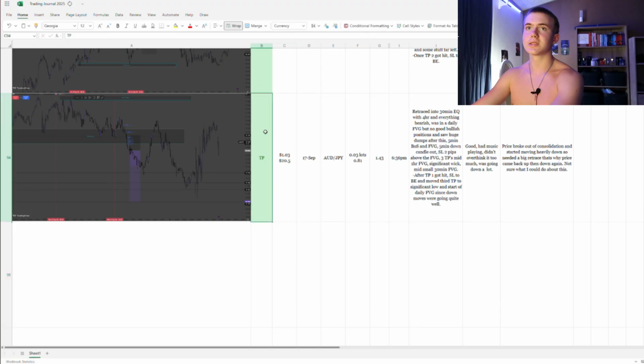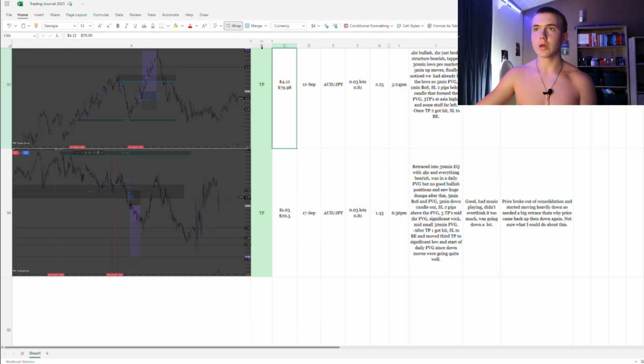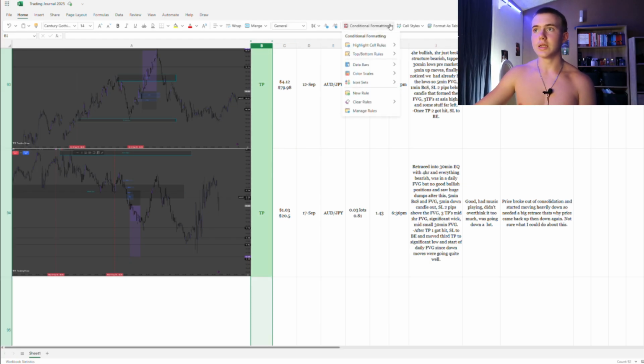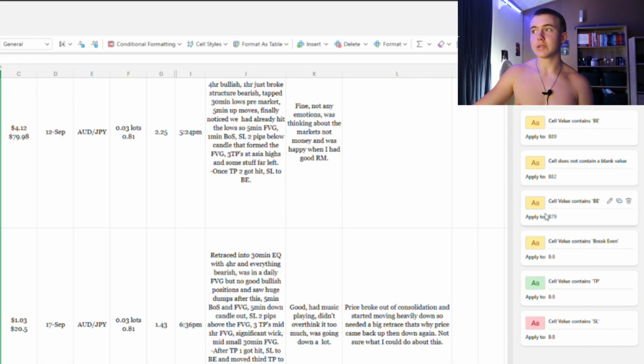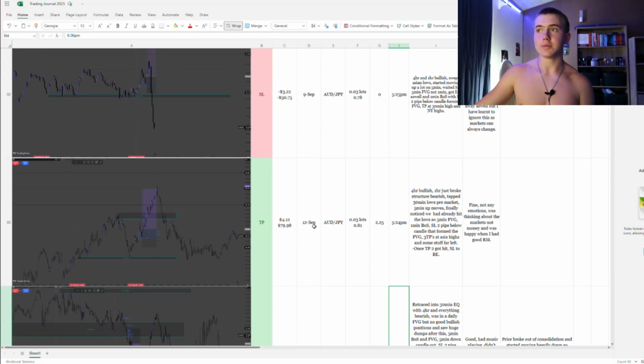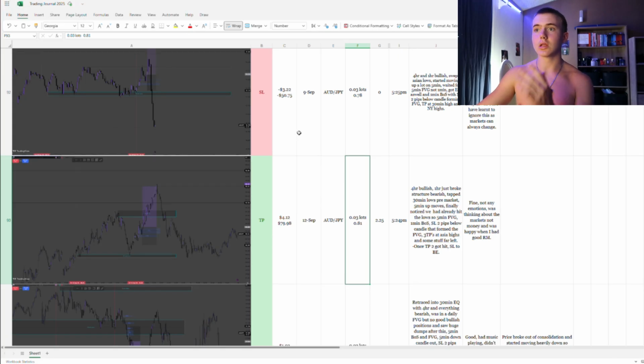So how I did this on Excel was basically, you want to click the row that it's in, conditional formatting, manage rules, and then the break even one, it doesn't really work. I've been trying to do it, but basically what you do is you add a rule, cell contains TP, make it green, and cell contains SL, make it red. And then that just makes the visualizing a lot clearer.